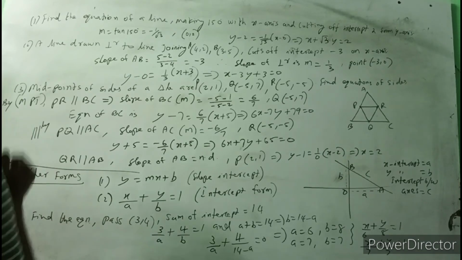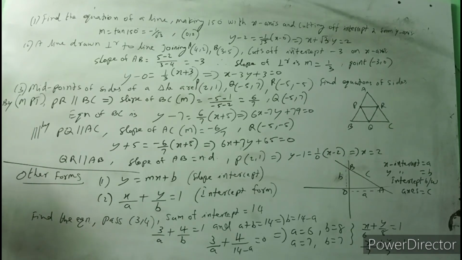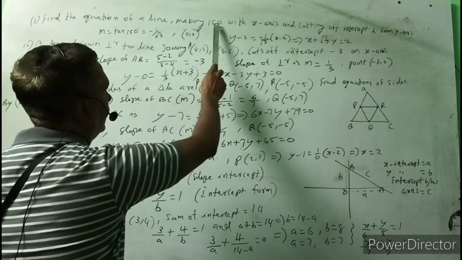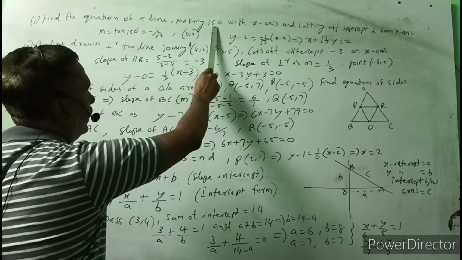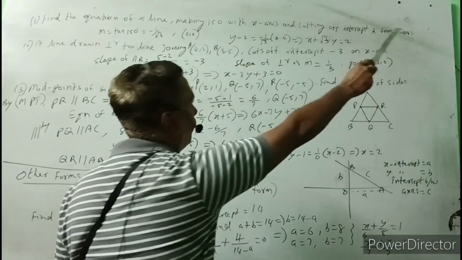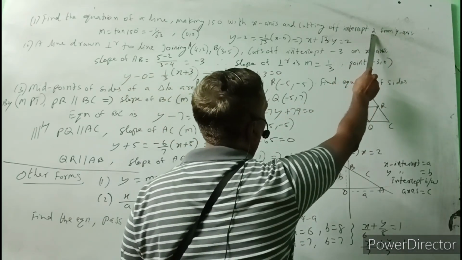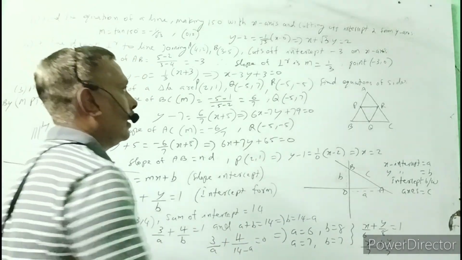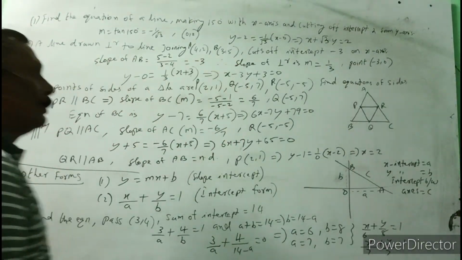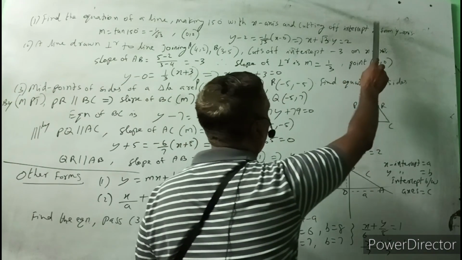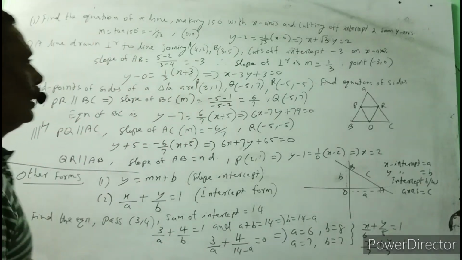So let us see some questions. There is a question: find the equation of a line making an angle of 150 degrees with the x-axis, meaning this is theta, so tan 150 is the slope, and cutting an intercept of 2 from the y-axis. So the y-axis point is given as 0, 2. The line cuts the y-axis at a distance of 2 units. That's the meaning of that. Since it is positive, the point is 0 comma 2. If it is negative, then it is 0 comma minus 2.